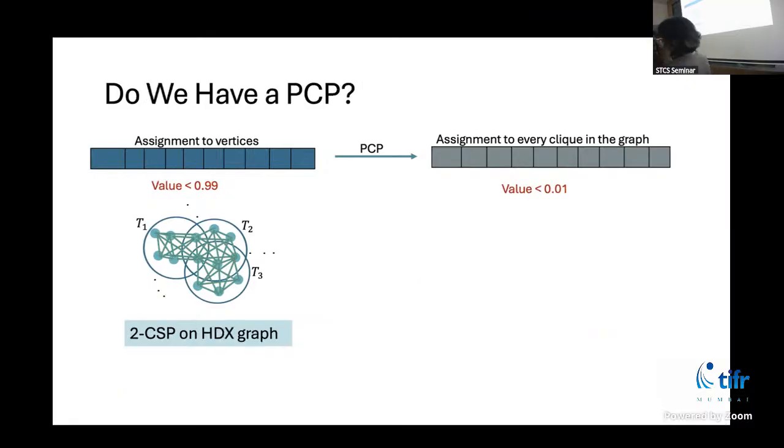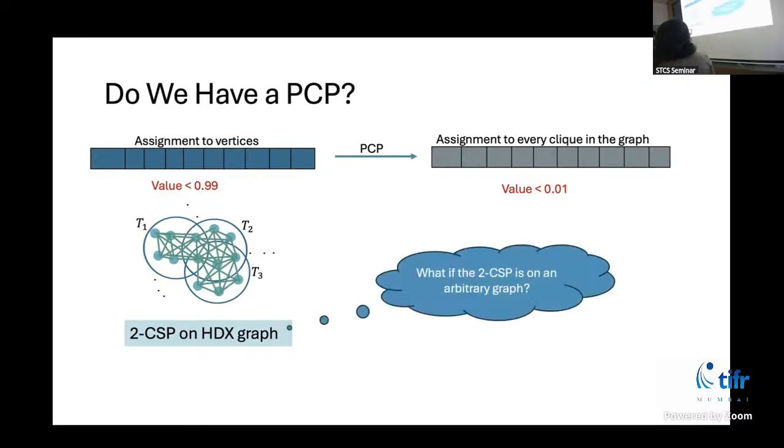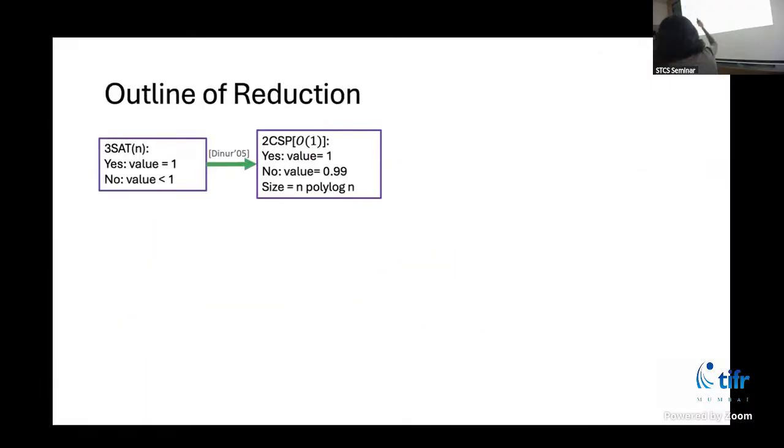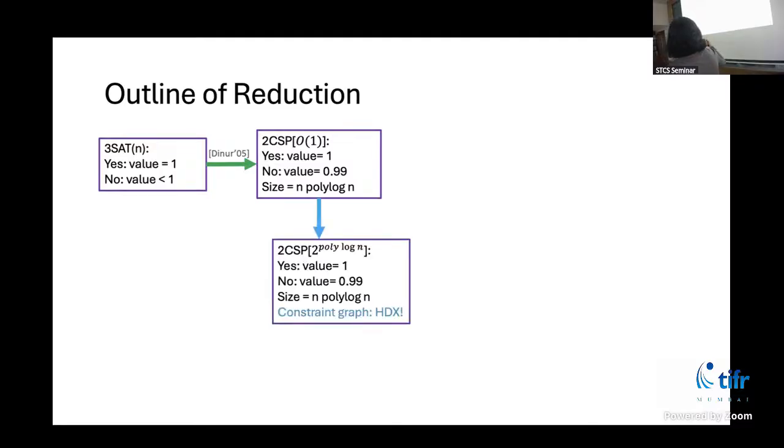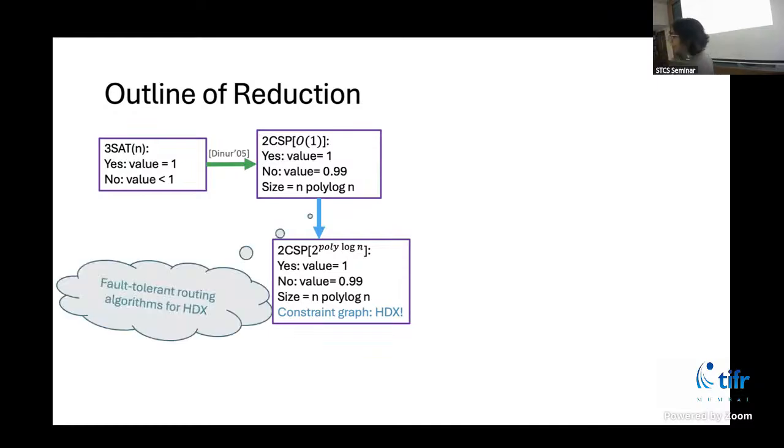So this is exactly the issue you pointed out. We don't actually have a full PCP, because we have a PCP only if this is a very specific type of structured 2-CSP. What if the 2-CSP you start out with is Dinur's 2-CSP, which will be arbitrary? That's the first part in our reduction. You start out with the arbitrary 2-CSP. The first part is to reduce it to this structured CSP, which is an HDX. And this is done via these fault-tolerant routing algorithms on HDX.